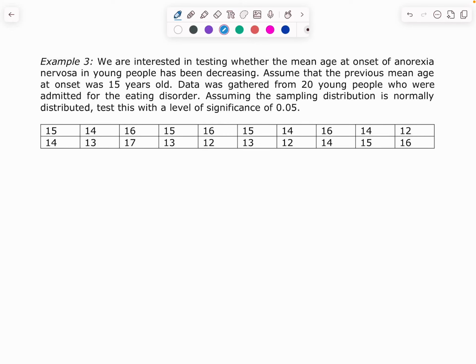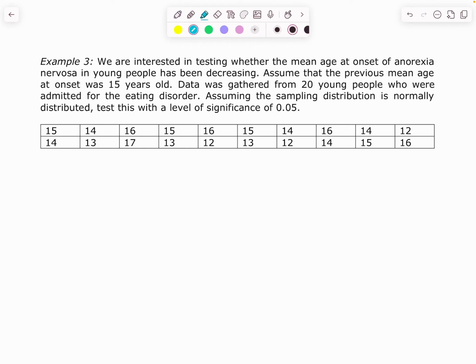We have another example here. This one's a little bit different. So here we are interested in testing whether the mean age at onset of anorexia nervosa in young people has been decreasing. Assume that the previous mean age at onset was 15 years old. Data was gathered from 20 young people who were admitted for the eating disorder. Assuming the sampling distribution is normally distributed, test this with a level of significance of 0.05.